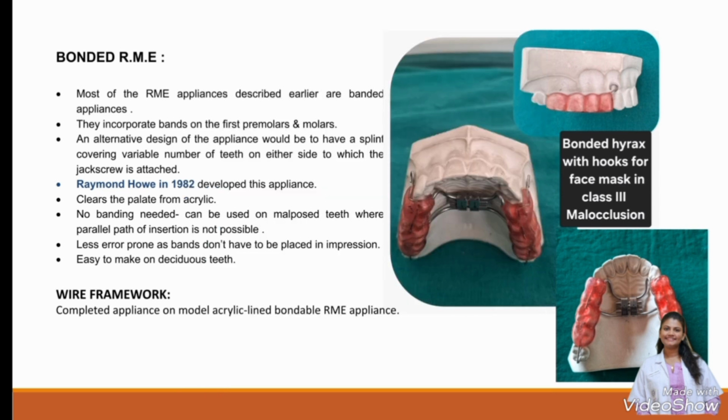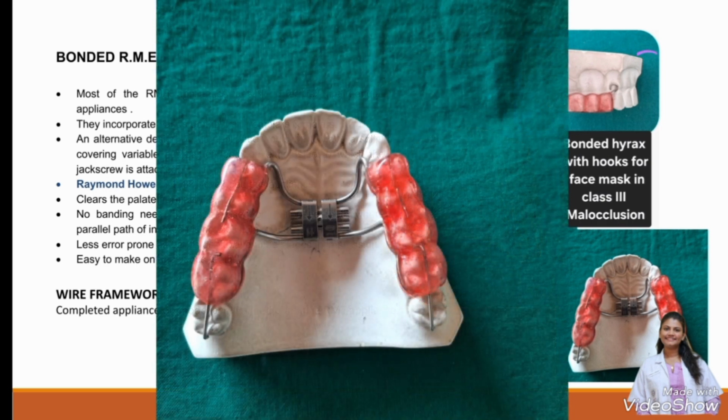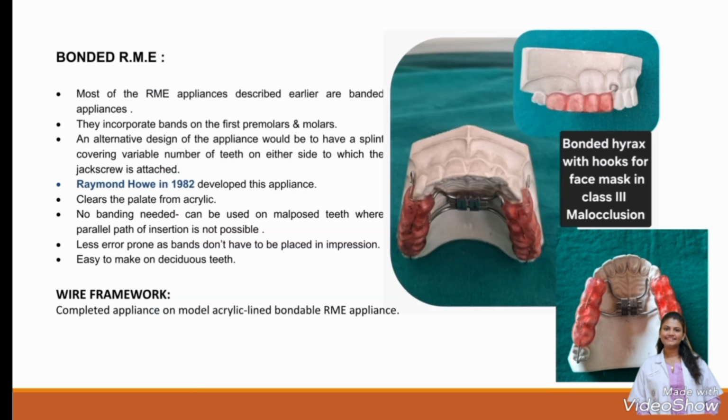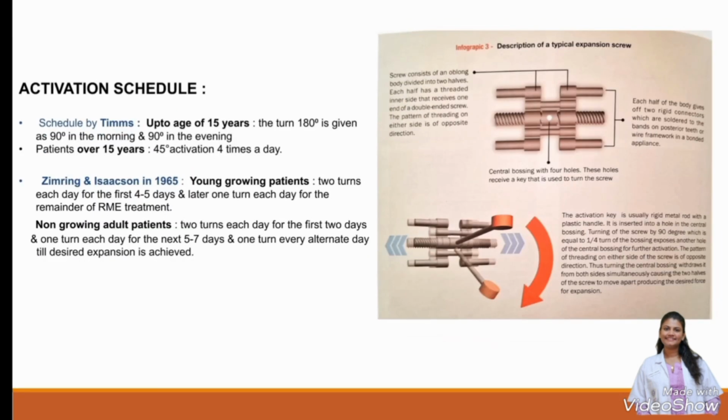Mostly used is the bonded Hyrax. Here there is a picture of a bonded Hyrax with hooks for a face mask in class 3 malocclusion for carrying out protraction of the maxilla. Now we will see the activation schedule of appliances.